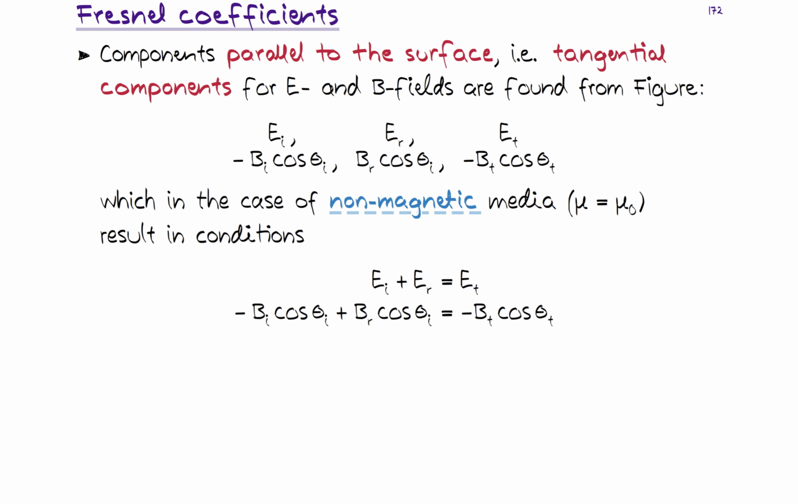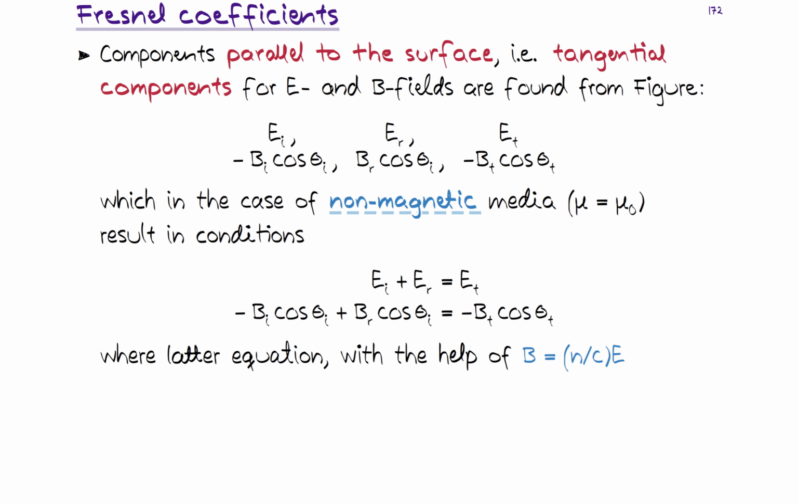And for the latter equation, we use the notion that the B field can always be described with respect to the E field's amplitude, so B equals n divided by c times E. Please remember this from section 4.2, when we were dealing with Maxwell's equations. Now the latter equality turns into an equality in terms of E field components.